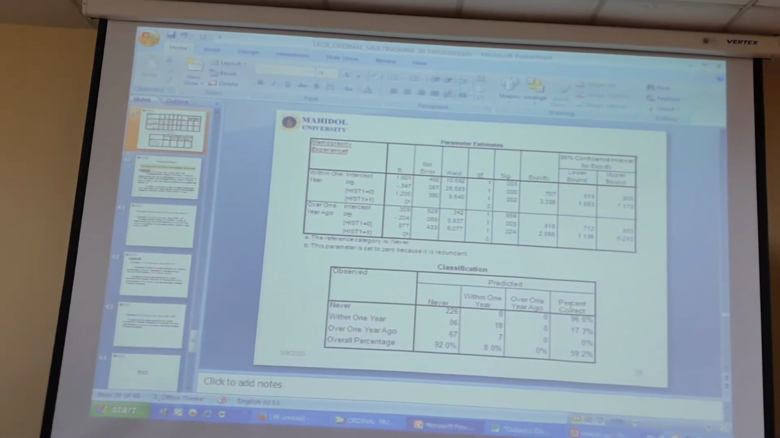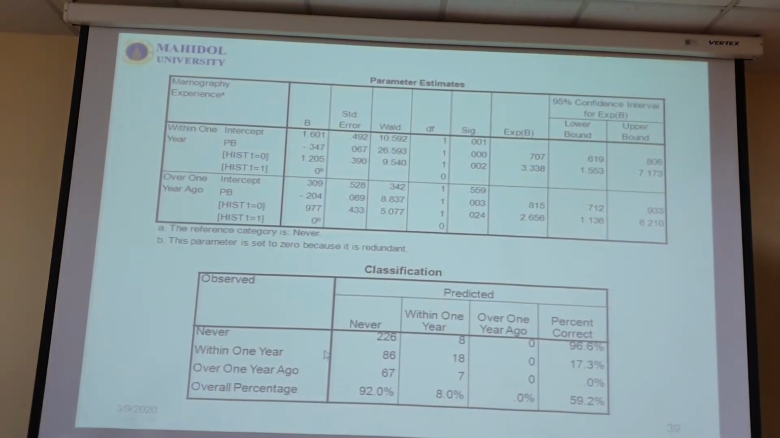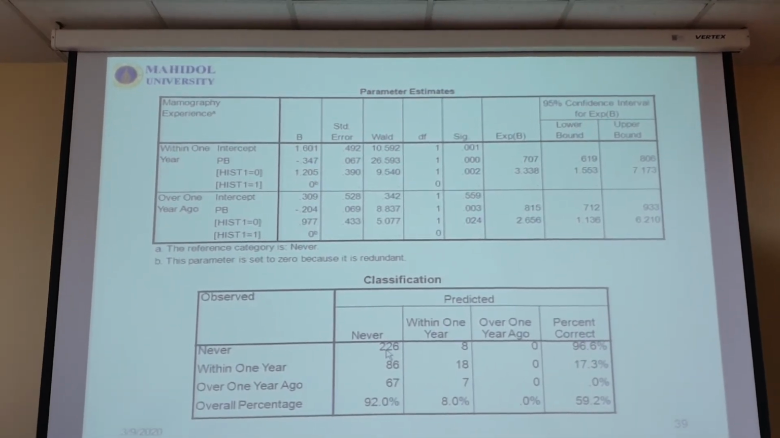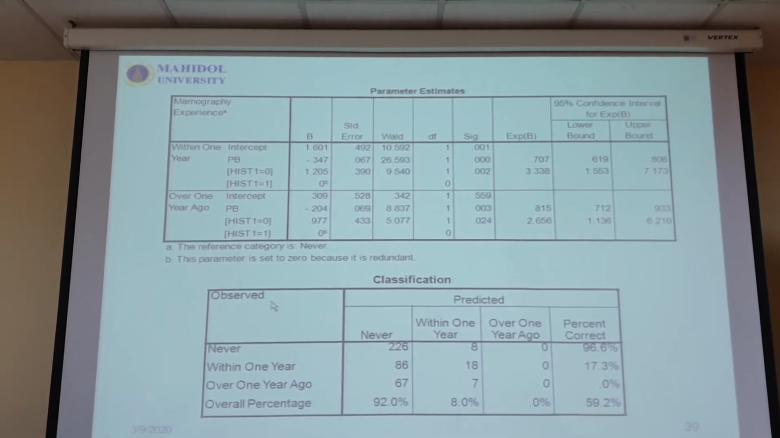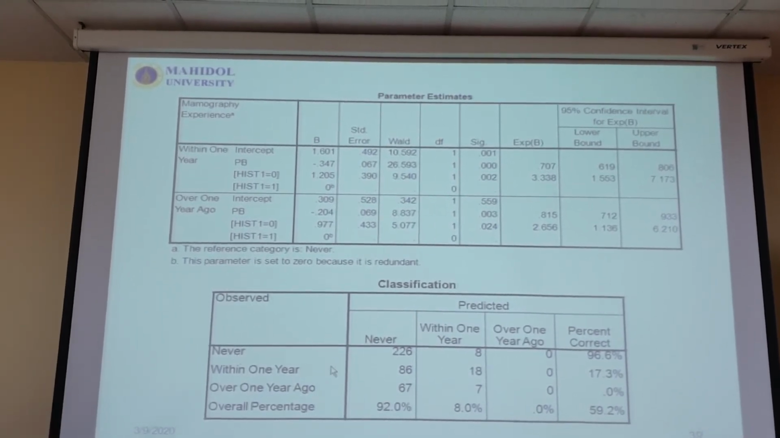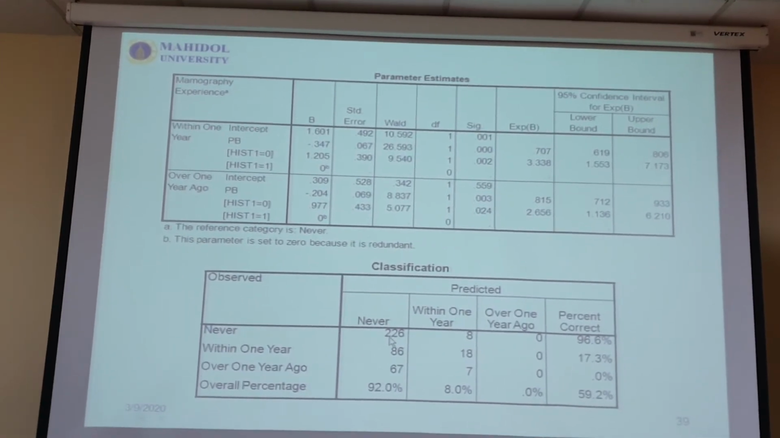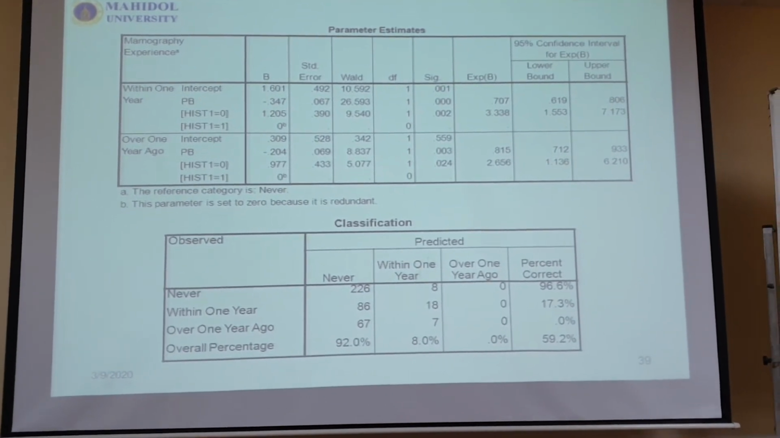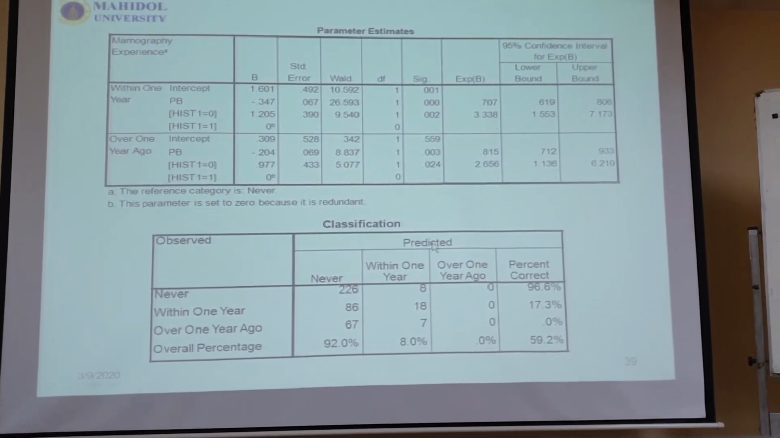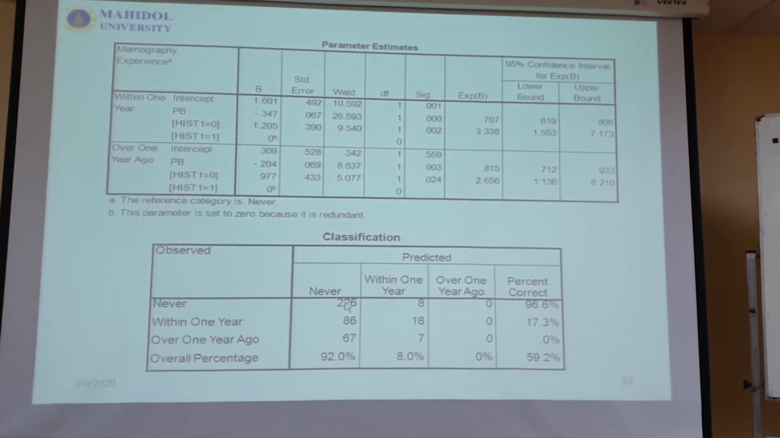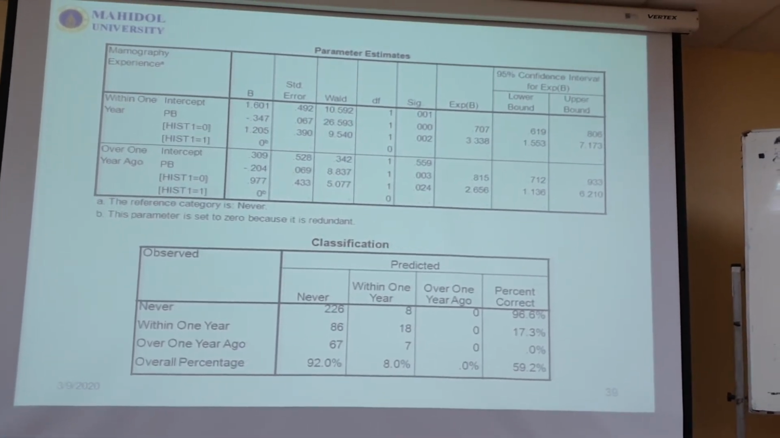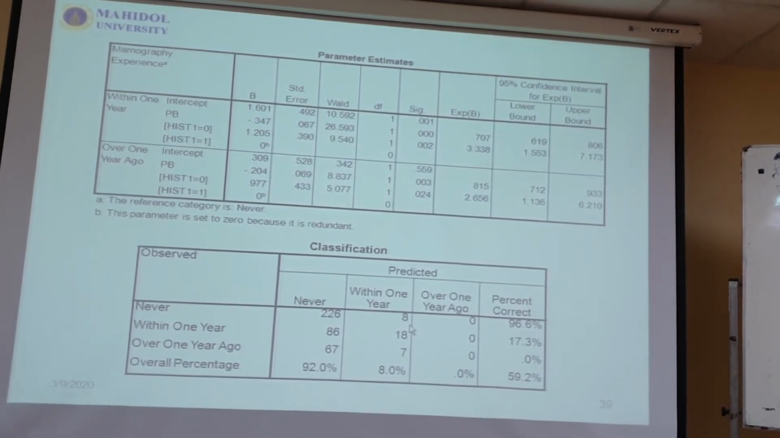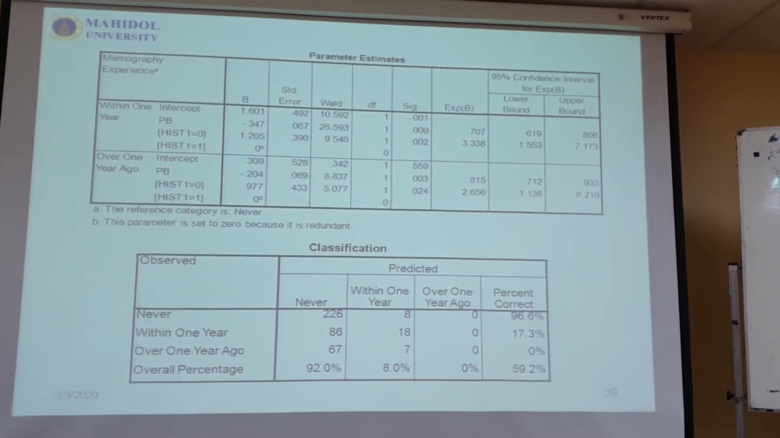How can we interpret this classification table? 226, so what does it mean? 226, the observed data tell us that we have 226 subjects who never had a mammogram. And the model also predicts that they never had a mammogram, right? So, and what about this one? 8. Can we interpret it? 8.